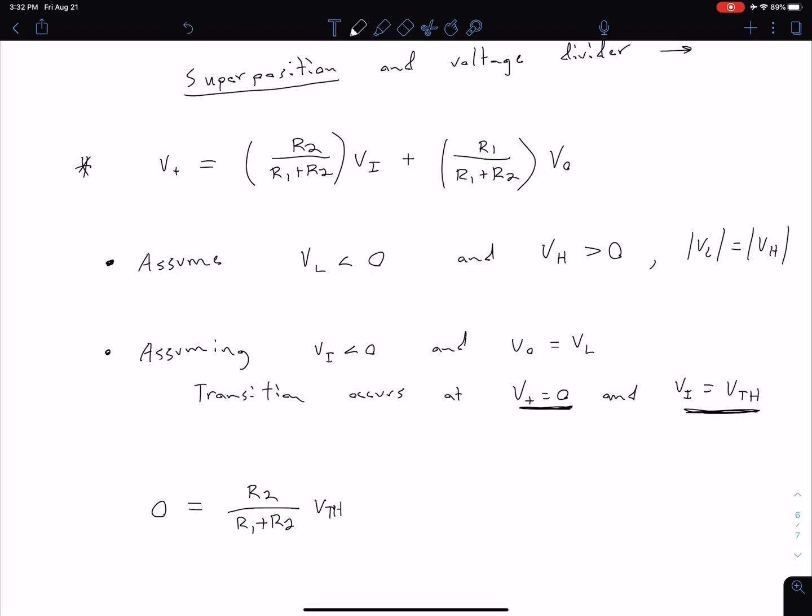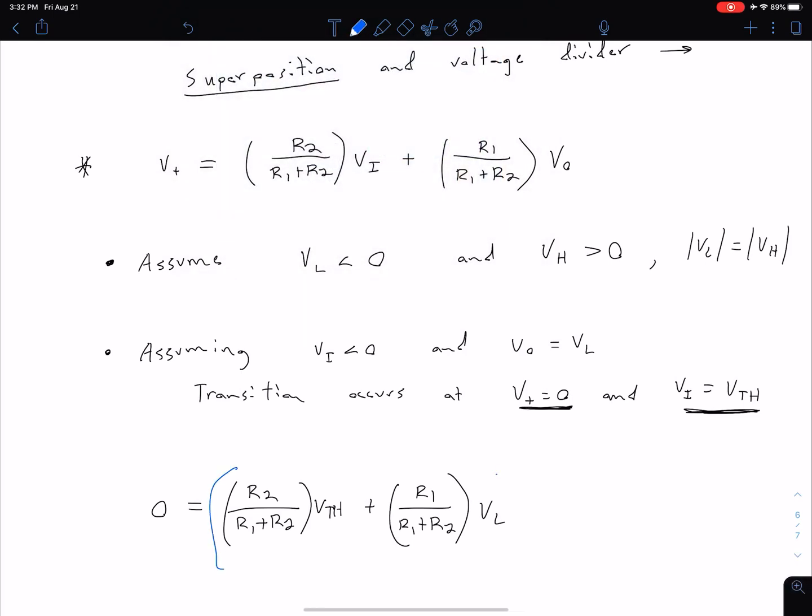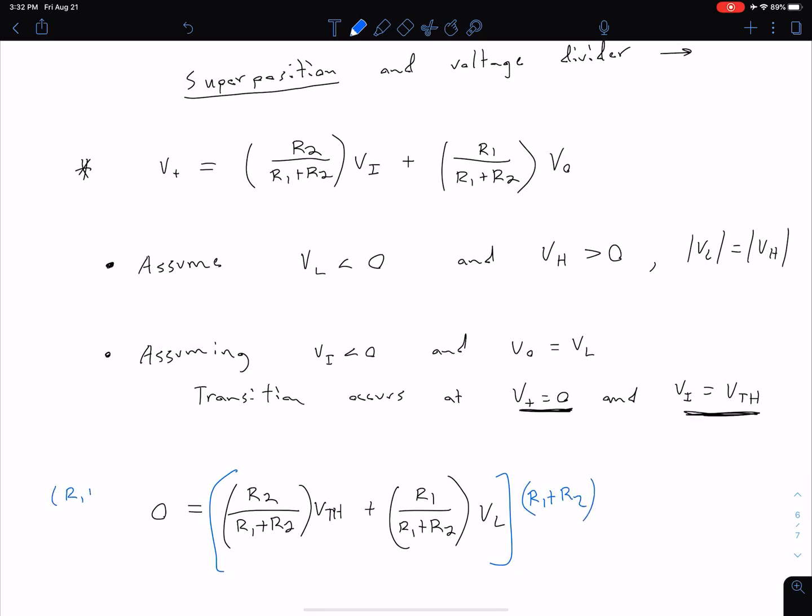And we know that our output is going to be V low. So plus R1 divided by R1 plus R2 times V low. Well, so now what we can do is multiply both sides by R1 plus R2. So let's say I want to multiply everything here by R1 plus R2, which means we need to do it to this side as well.